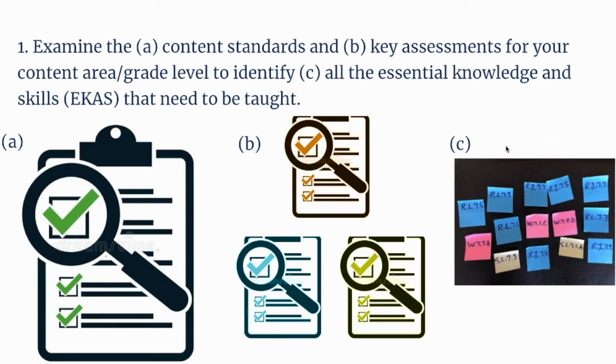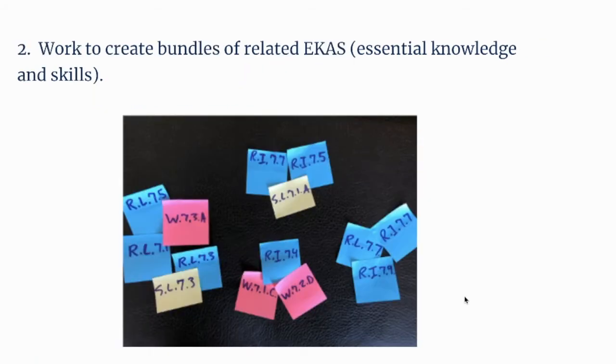Now, based on this master list, we then do the second step, which is to work to create bundles of related essential knowledge and skills. We want to look where there is a natural fit between different knowledge and skill pieces. For example, there might be vocabulary and skills related to speaking and listening that our students need to master that might jive very well with other standards, knowledge pieces, and skills in reading of informational texts. We bundle these together in places where there is a natural fit.